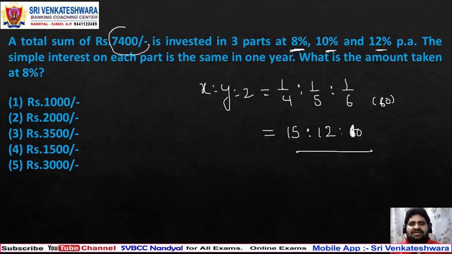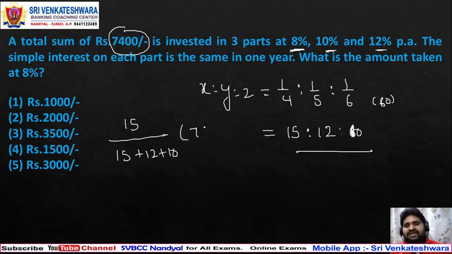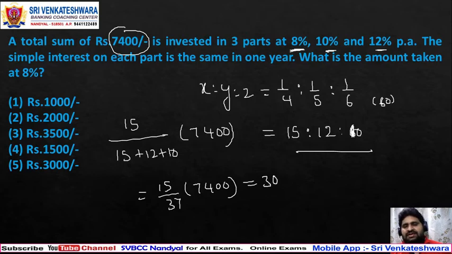The total amount is 7400. In that I require 15 parts out of 15, 12 and 10. The amount we have to divide is 7400. So if you go for division, 15 by 37 into 7400. By solving that, I'll get 3000. Like that we can write it simply. So this is the process. Only these 3 steps are enough for us.